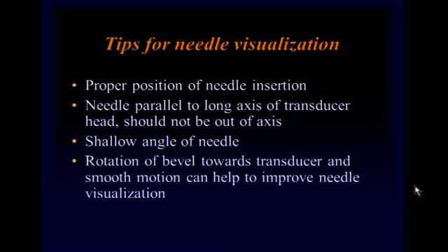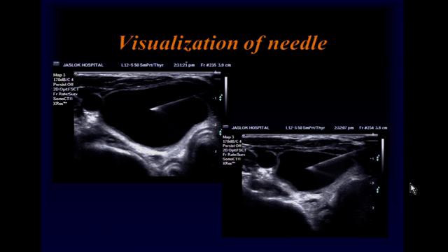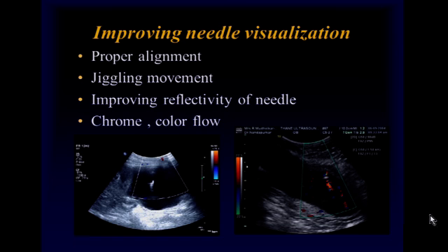First of all, there should be a proper position of needle insertion. The needle should be parallel to the long axis of the transducer and should not be out of axis. One should work with shallow angles of the needle, and rotation of the bevel towards the transducer and smooth motions can also improve needle visualization. Here is an example where we take advantage of the air in the bevel to look at the tip of the needle.